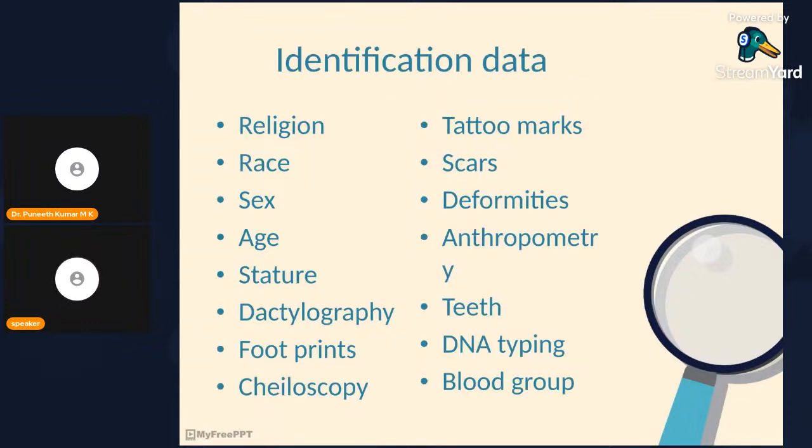Next, identification data. Identification data are the clues or evidences which give the particular identification of a person based on their peculiarity or individuality, based on differences from other persons: religion, race, sex, age, stature, dactylography, footprints, kinescopy, tattoo marks, scars, deformities, anthropometry, DNA typing, and blood group. These are the few data or evidences by which we can do an identification of a person. We'll see them one by one.